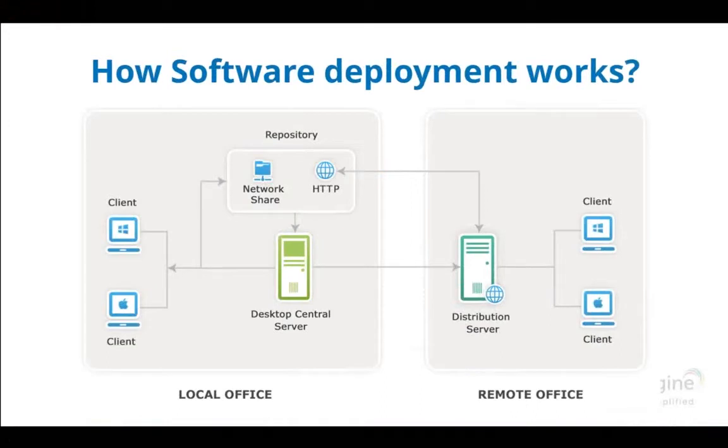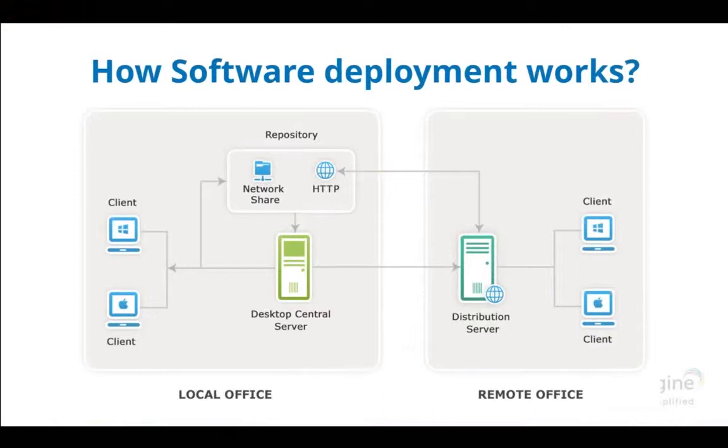How software deployment works. The process starts with creating a software repository. The product uses two types of repository. One is a local network share. Another one is an HTTP share. So we configure the software repository, and then we create the package in the Desktop Central product.